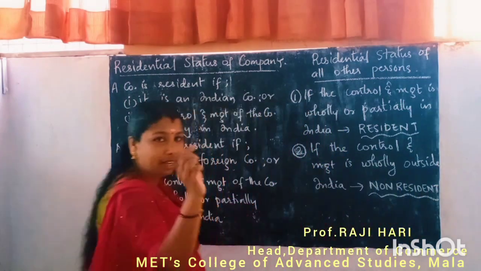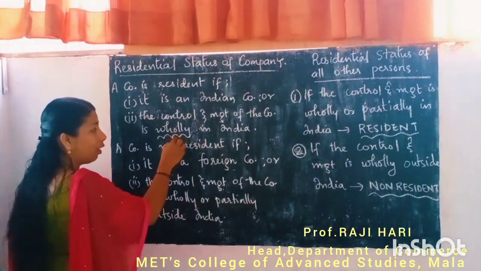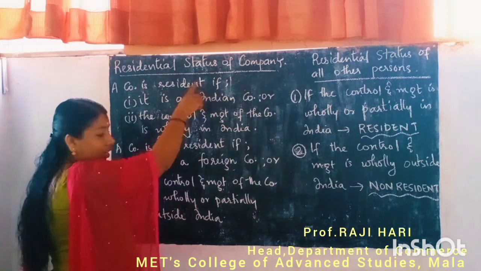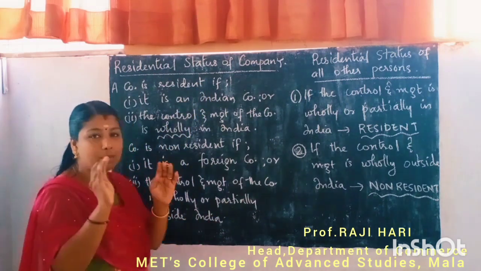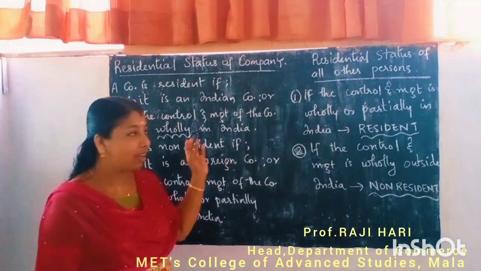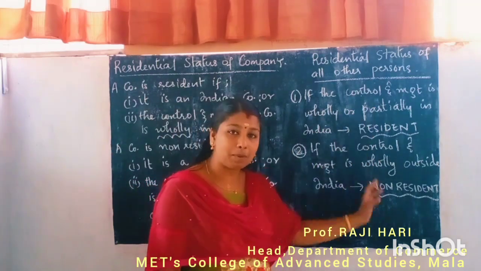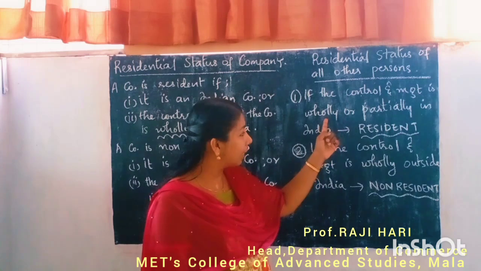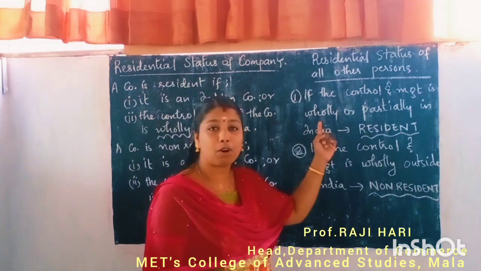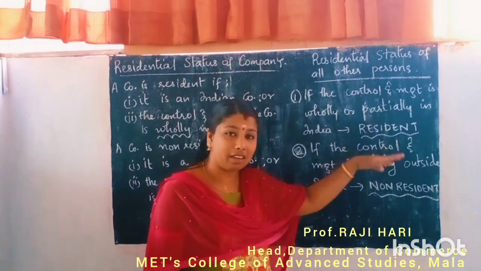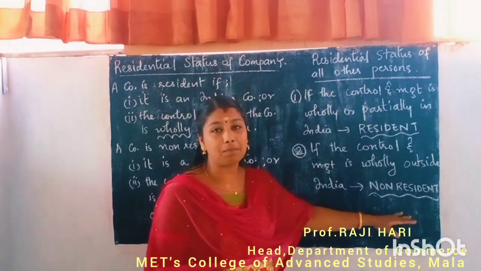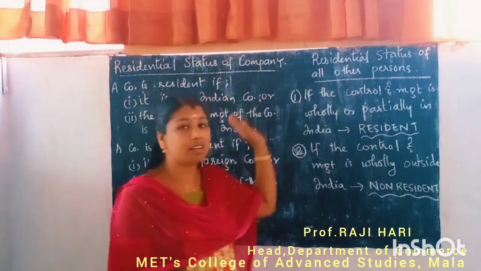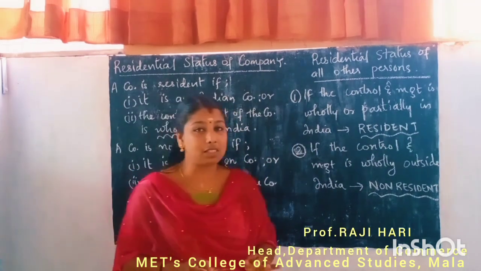So only a company has a little bit of difference. Wholly in India, then it becomes resident. Wholly or partially outside India, it becomes non-resident. That is applicable only in case of a company. And for Hindu undivided family and all other persons, there is one condition: if the control and management is wholly or partially in India, that person is resident. Wholly outside India, then it becomes non-resident. So these are the residential statuses of persons.